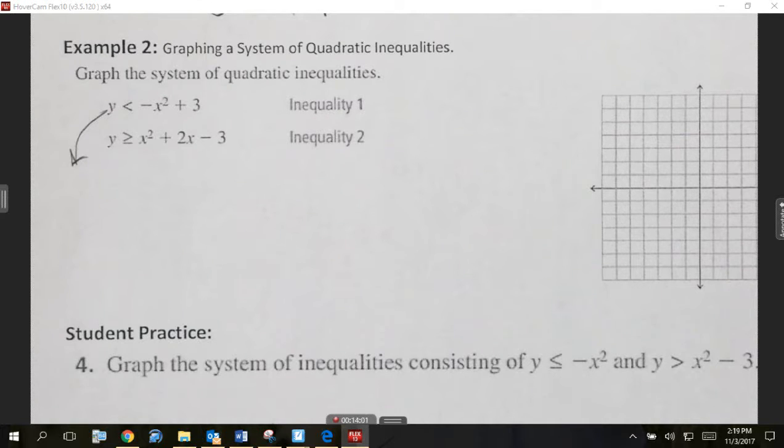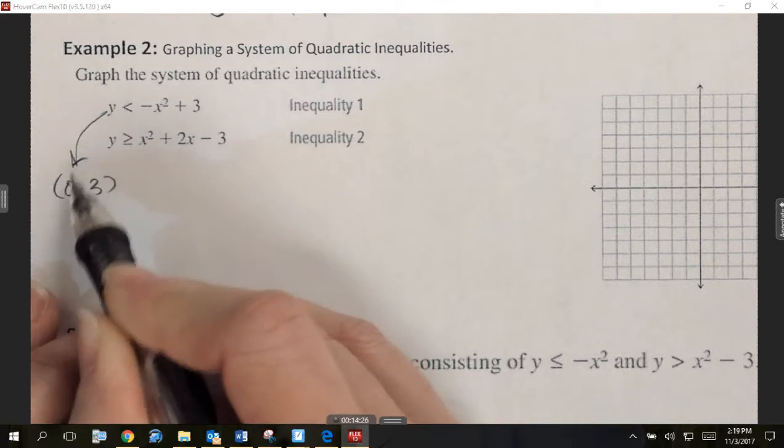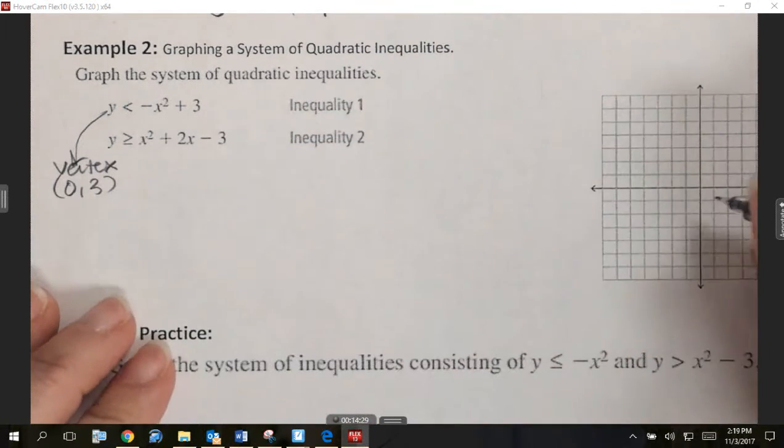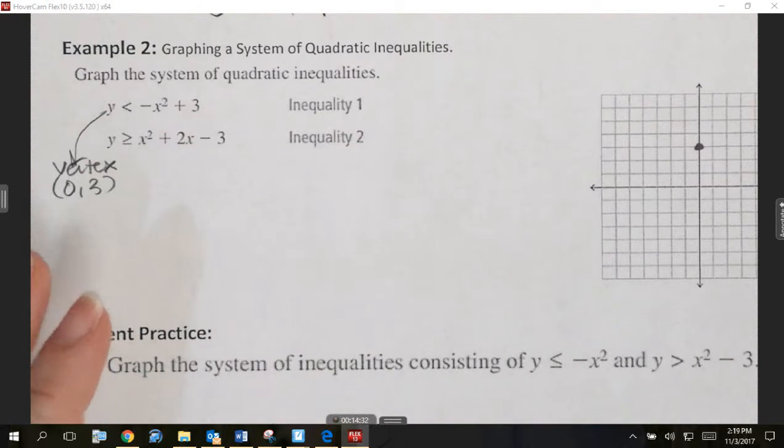And I see that that is quadratic. How can I graph that one? I'll give you a hint. It's in vertex form. So what's the vertex? 0, 3. Excellent. So I have a vertex. What else do I know about this equation? It's reflecting over the x-axis, so it's flipped down.